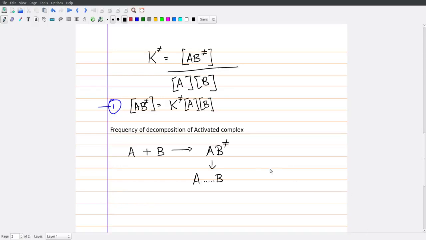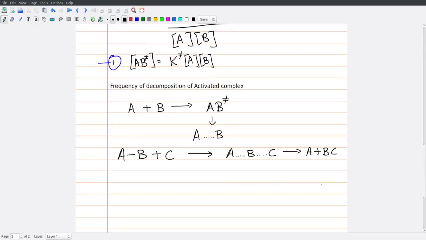Okay, let's take a general example: A B combines with C to give you A plus B C. So this is a very simple reaction that I think you can understand.